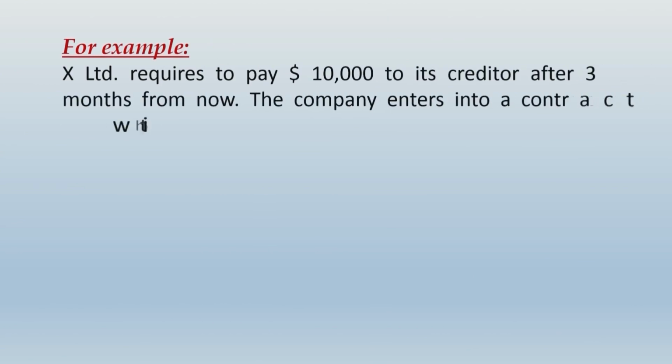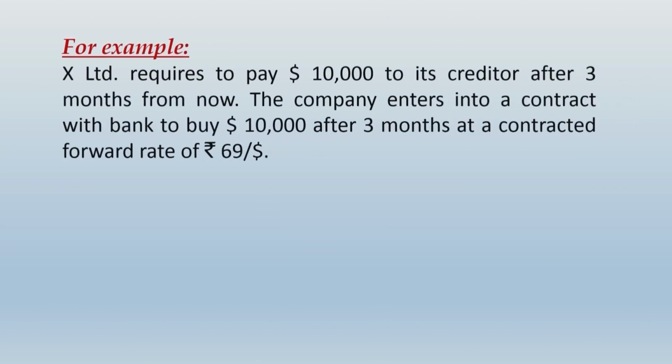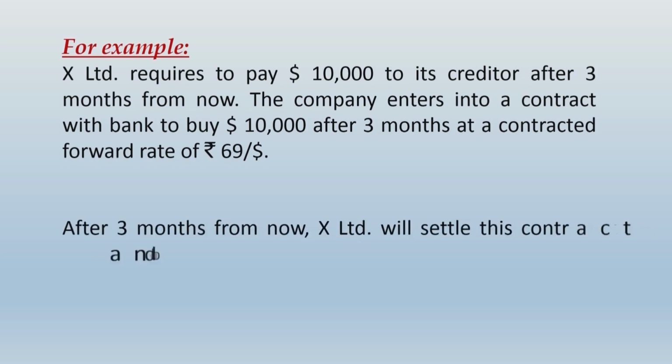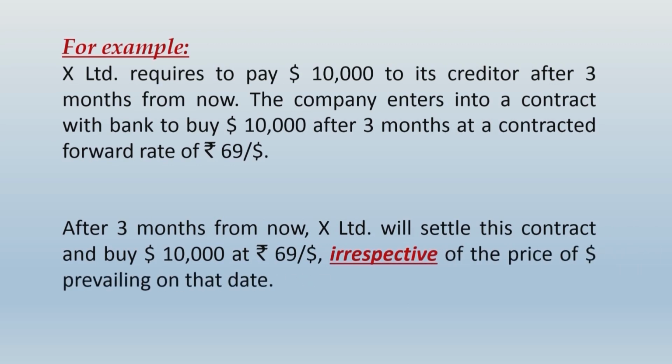X Limited requires to pay $10,000 to its creditor after 3 months from now. The company enters into a contract with a bank to buy $10,000 after 3 months at a contracted forward rate of rupees 69 per dollar. After 3 months from now, X Limited will settle this contract and buy $10,000 at rupees 69 per dollar, irrespective of the price of the dollar prevailing on that date.